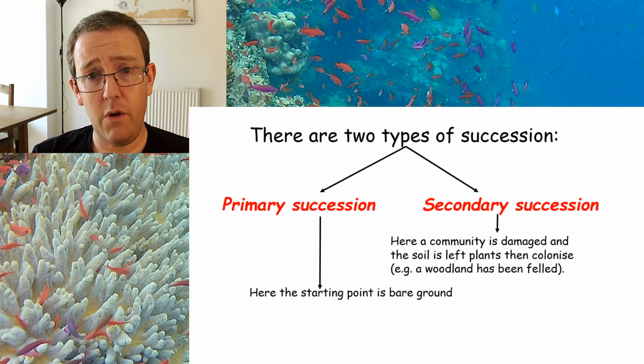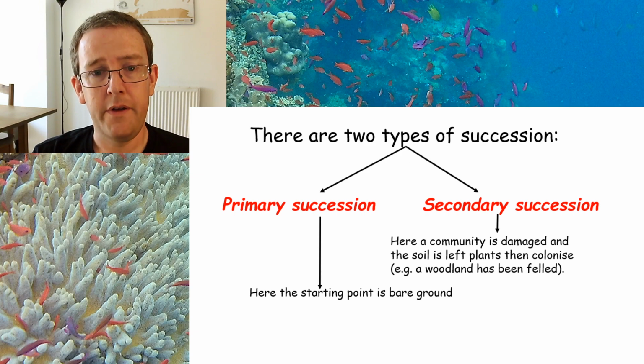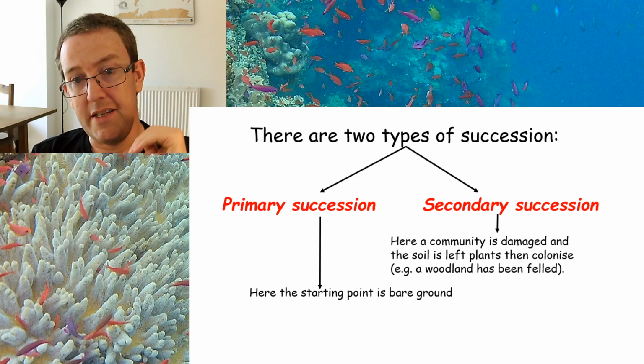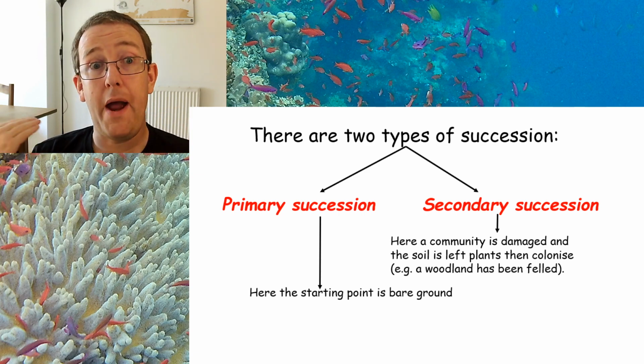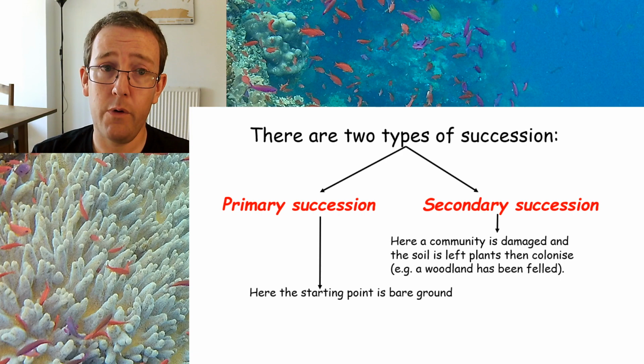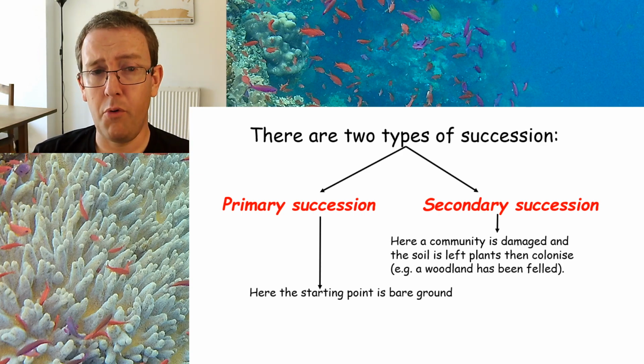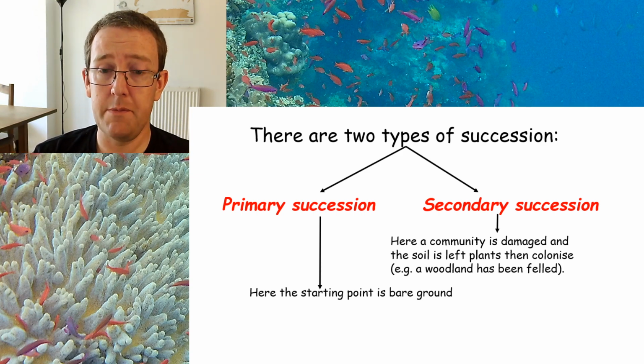So there are two other key terms for you. Primary succession: the starting point is bare ground, and I'll give you some examples in a moment. Secondary succession: where there's a damaged environment and it builds back up to its climax community. The forest fire would be an example, or a felled woodland, or a landslip, something like that. Those are two key terms, and feel free to pause at any moment and write these key terms down.